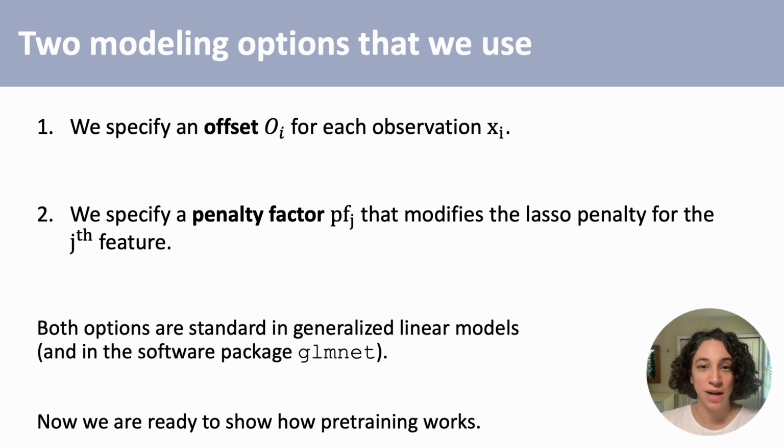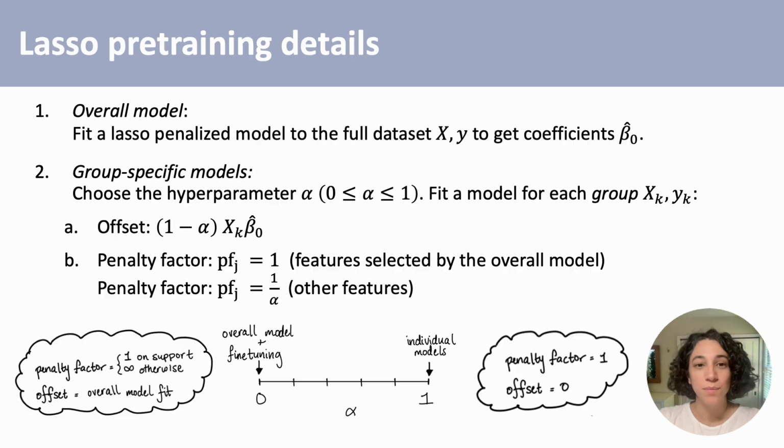Now we're ready to show how pre-training works. Pre-training happens in 2 steps. In the first step, we fit a lasso penalized model using our complete data set. And in the second step, we fine-tune this model separately for each group. We choose a hyperparameter alpha between 0 and 1, and then we fit a group-specific model using an offset and penalty factor. The offset is a fraction of our prediction from the overall model, and the penalty factor encourages us to use the features that were selected by the overall model.